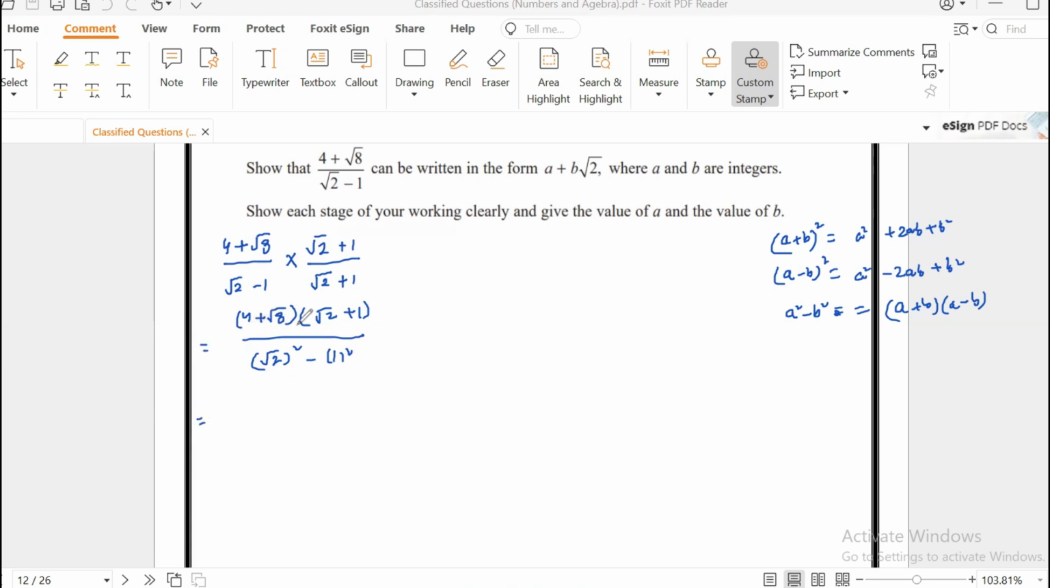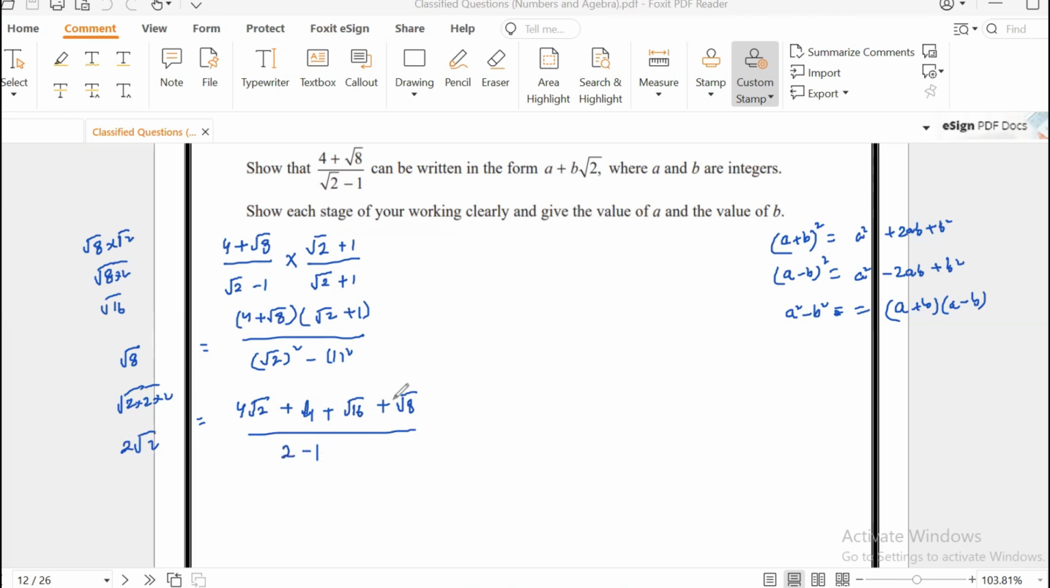And next step, we can multiply the numerator values as well. So it would be 4 square root of 2 plus, remember that square root of 8 multiplied by square root of 2 gives me square root of 8 times 2, which is equal to square root of 16. So we can write 4 square root of 2, then 4 into 1, 4, and then square root of 16 plus square root of 8. And square root of 8 can be 2 multiplied by 2 multiplied by 2, that means 2 square root of 2. So we will see the next step.